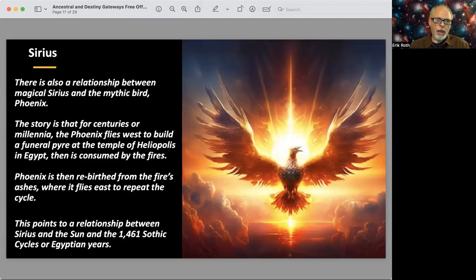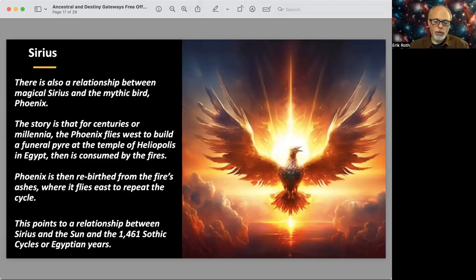But the star Sirius also has a relationship with the mythical bird, the phoenix. The story is that for centuries, millennia, the phoenix flies west to build a funeral pyre at the temple of Heliopolis in Egypt, then is consumed by the fires, but is also reborn. It's the ashes that give birth to a new phoenix. And this points to a relationship between the star Sirius and the sun, and how it repeats what they call Sothic cycles or Egyptian years.